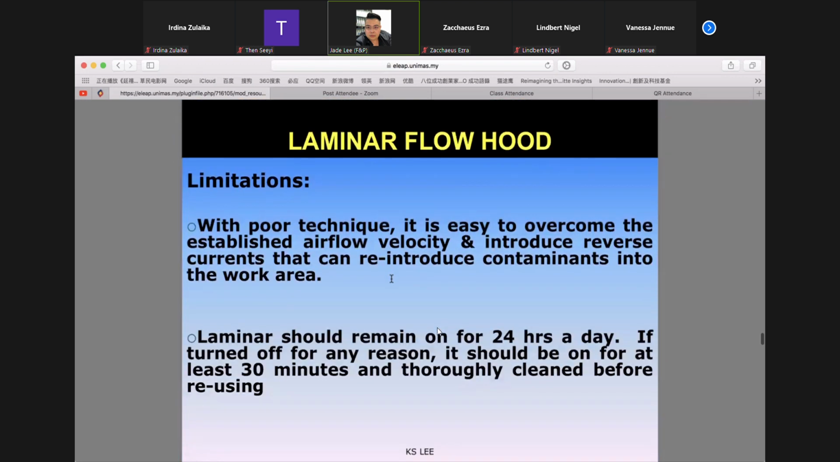But of course, you have some limitations as well, which is the poor technique. If your technique is poor, then it is easy to overcome the established airflow velocity and introduce reverse currents that can reintroduce the contaminants into the work area. The laminar flow should also be maintained 24 hours a day. If it suddenly turns off for any reason, it should be on for at least 30 minutes before you use it, and you should thoroughly clean before reusing it.